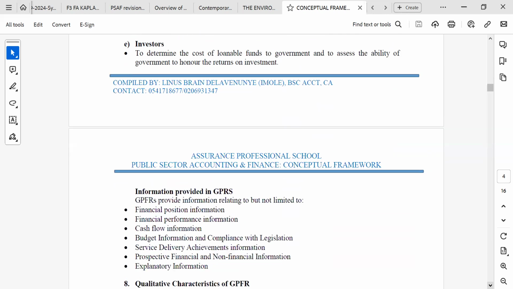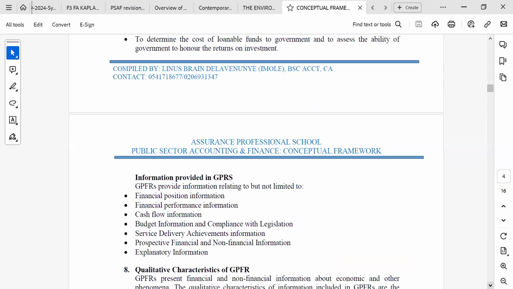All right. So let's look at the information provided in the general purpose financial report. These are some of the information that you'll be seeing. We have the financial position information, the financial performance information, the cash flow information, the budget information and compliance with legislation, the service delivery achievements, the prospective financial and non-financial information, and we also have the explanatory information.